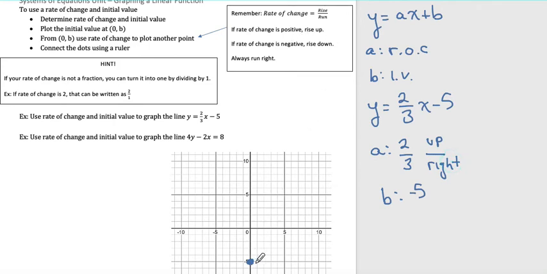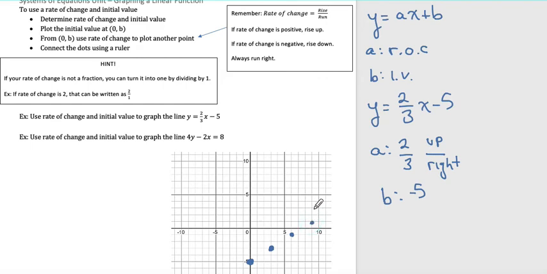So from this point right here, the first dot that you put, you go up 2, so 1, 2, and over 3, 1, 2, 3. Here's our second dot. And we could do that again. From this point, we could go up 2 and over 3. And we could do it again, up 2 and over 3. We're building a staircase.